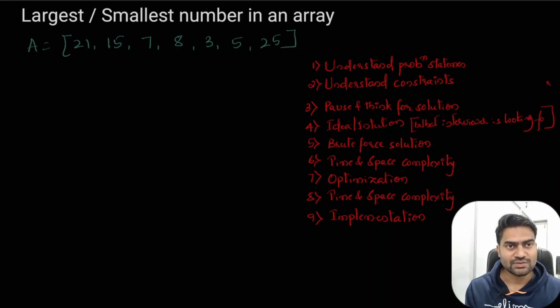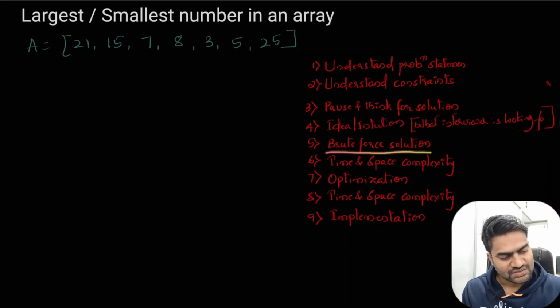Okay. So if that is the case, can we somehow improve, or can we find the largest or the smallest number in order n time complexity? That's what the interviewer wants to find by giving this problem to you. With that, let us proceed with the brute force solution.